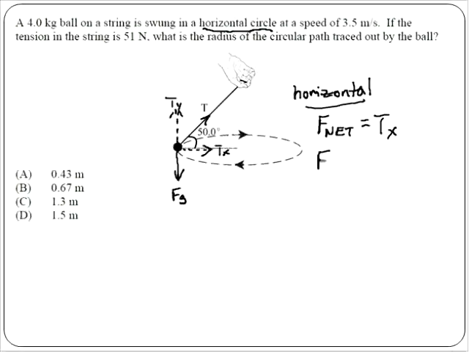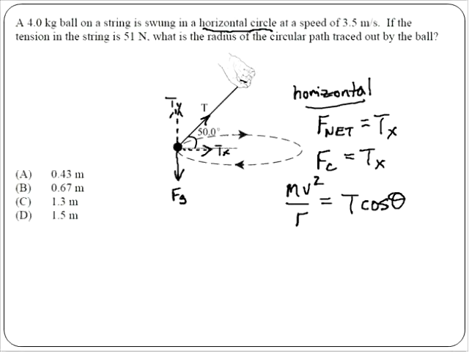And that means that Fc is equal to Tx, because anytime I'm dealing with uniform circular motion, I just replace the F net with an Fc. Okay, that's what makes it uniform circular motion. So what I do then is I say, well, Fc, the expression for that is mv squared over r. I find the x component of that tension just like I'd find the x component of any force, because tension is only a force. I do that by saying T cosine theta. And then I plug in everything I know and solve for r.